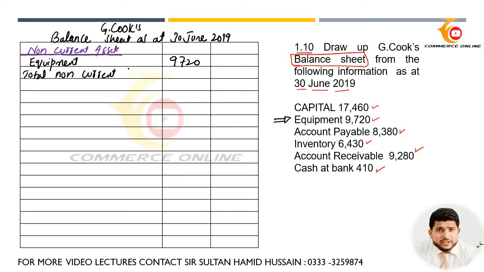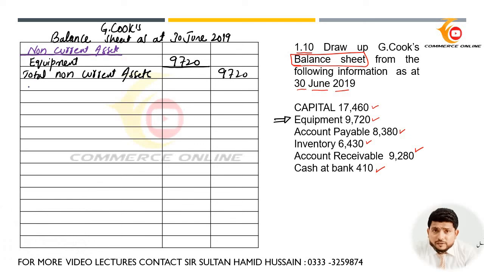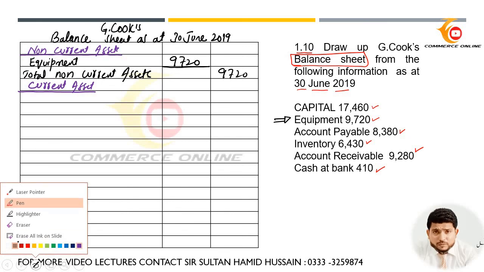So I will write here total non-current assets. As I have mentioned earlier, non-current assets are those assets which have a useful life of more than 1 year. So the amount of non-current assets is 9,720, followed by current assets, which I am going to add to non-current assets. After that I will get total current assets.